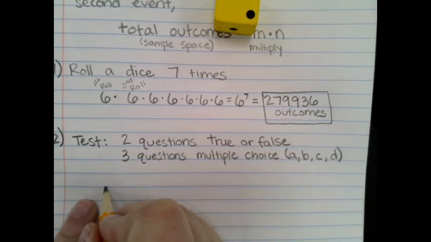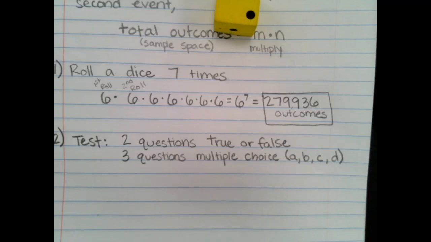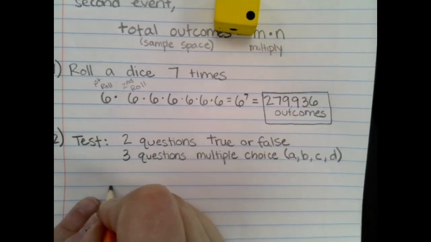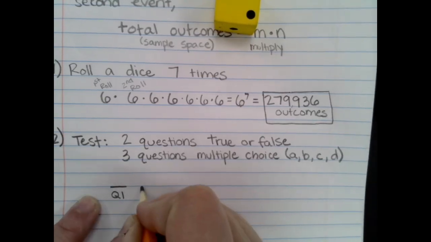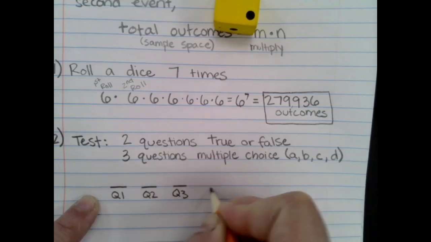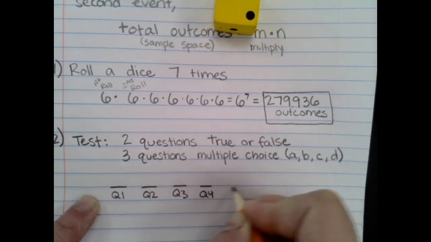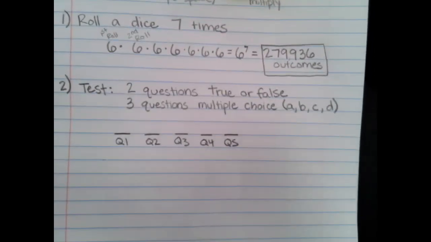Okay, so as I look, our events this time are our questions. So how many questions total are on this test? 5. So I'm going to make 5 little spaces here. I'm going to say Q1 for question 1, Q2, Q3, Q4, Q5. Okay, so we have 5 questions.